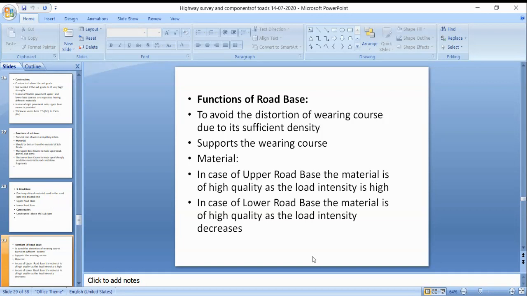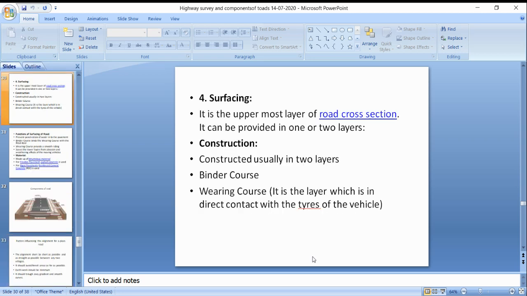To avoid the distortion of the wearing course due to its sufficient density. It acts as a protection for the wearing course, so it supports the wearing course. The materials used in this are of high quality and high load intensity. In the lower road base, the materials used are also of high loading intensity, so here we are using high quality materials.